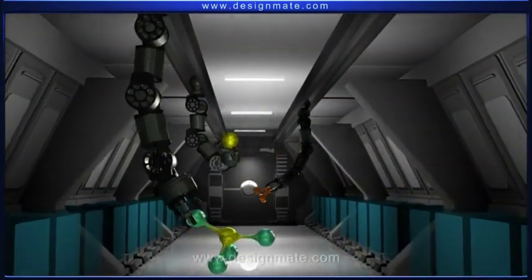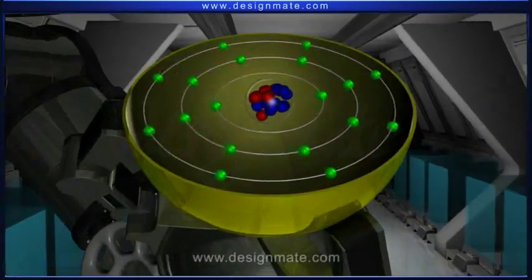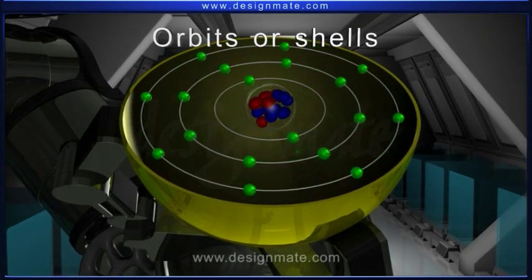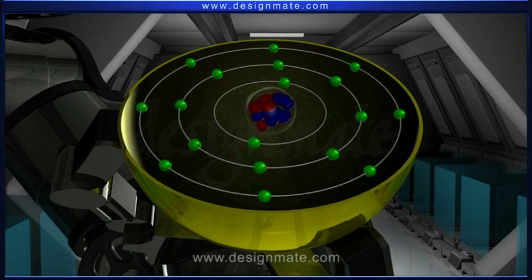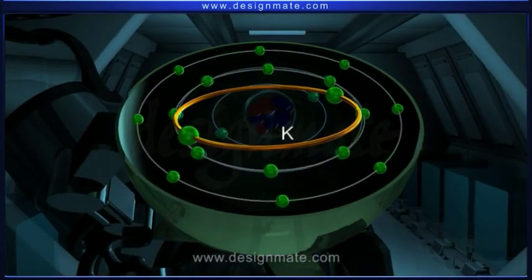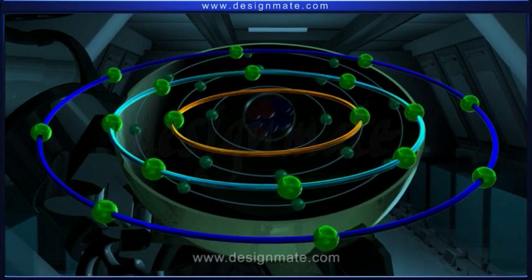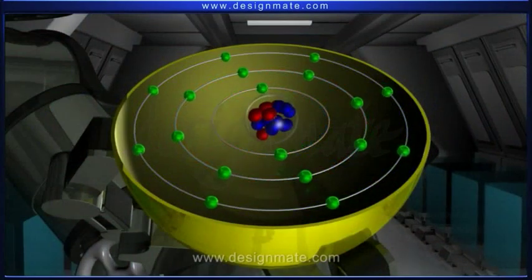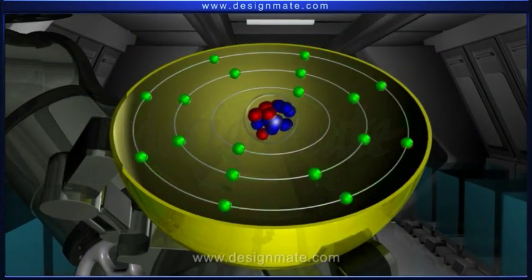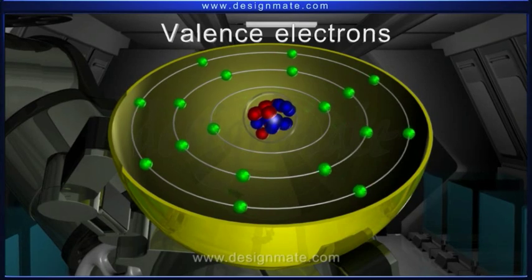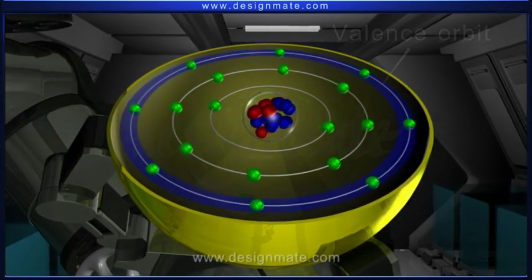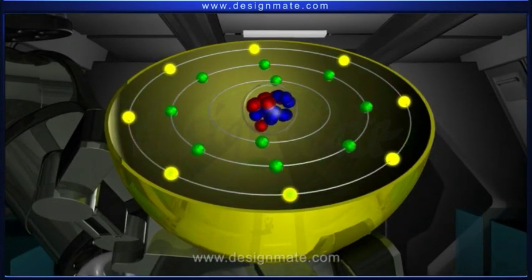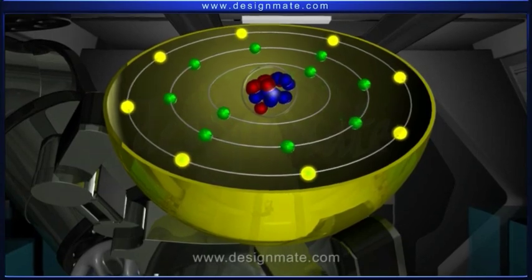According to Niels Bohr, electrons in an atom are arranged in a region around the nucleus called energy levels, orbits, or shells. These orbits are represented by letters such as K, L, M, or by numbers 1, 2, 3, and so on. The number of electrons present in the outermost orbit are known as valence electrons, and the outermost orbit is called valence orbit. The maximum number of electrons that can be accommodated in the outermost orbit is 8.